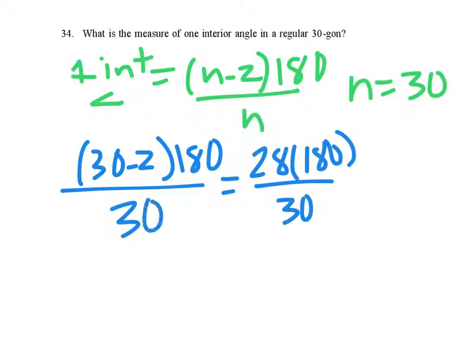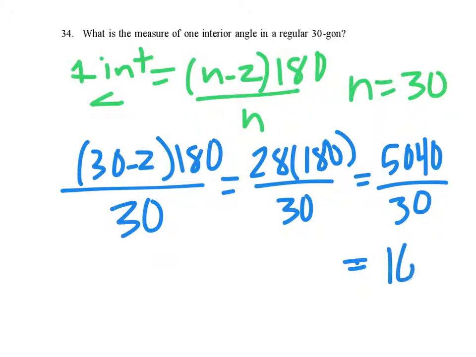I forgot a 0 here earlier. And if we do that, 28 times 180 gives me 5,040. We're going to divide that by 30, and we get, this guy equals 168. So that means if I have a shape with 30 sides, my interior angles are going to be 168 degrees.